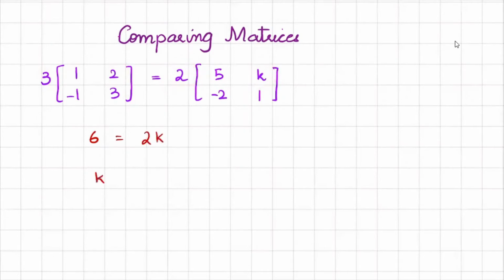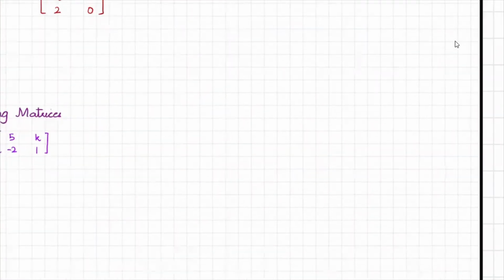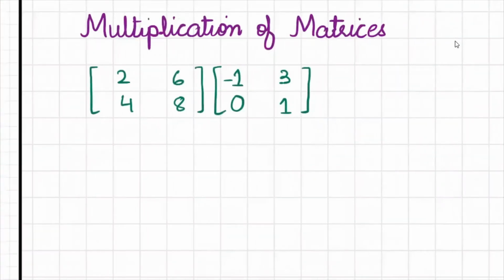The value of k is 3. Simple. There you go. All right, now let's move on to the multiplication of matrices.